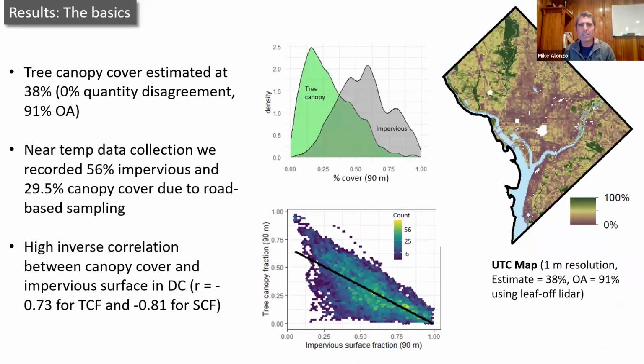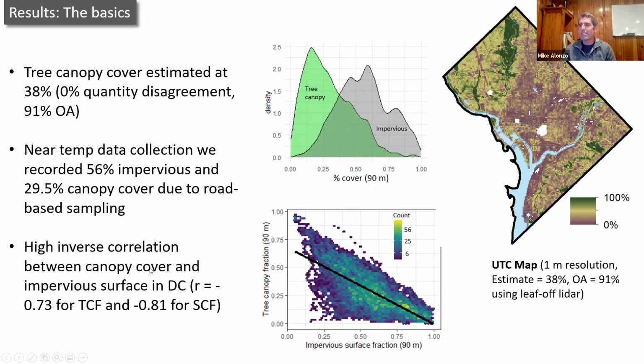So just to give a basic lay of the land here, what did we find? Overall tree canopy in DC was estimated at 38%, which lines up with what I've seen from others, from Casey Trees, et cetera. So looks good there. As far as our estimate of tree canopy from our sample, from the temperature points, it's significantly lower because it's biased towards roads, because that's where the sampling is taking place.